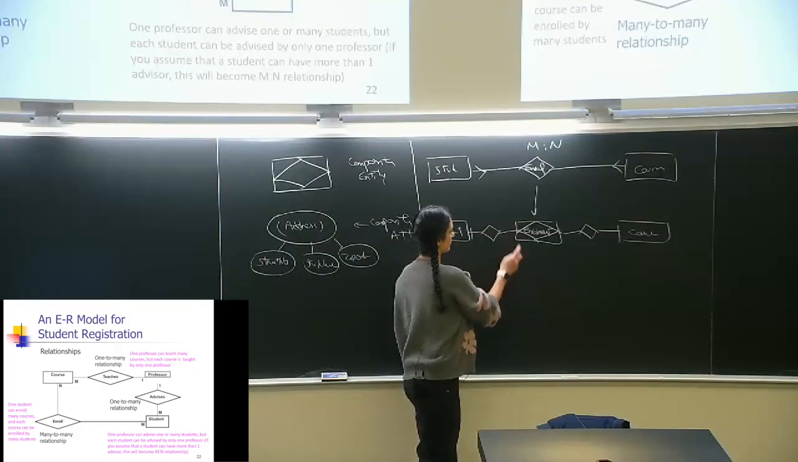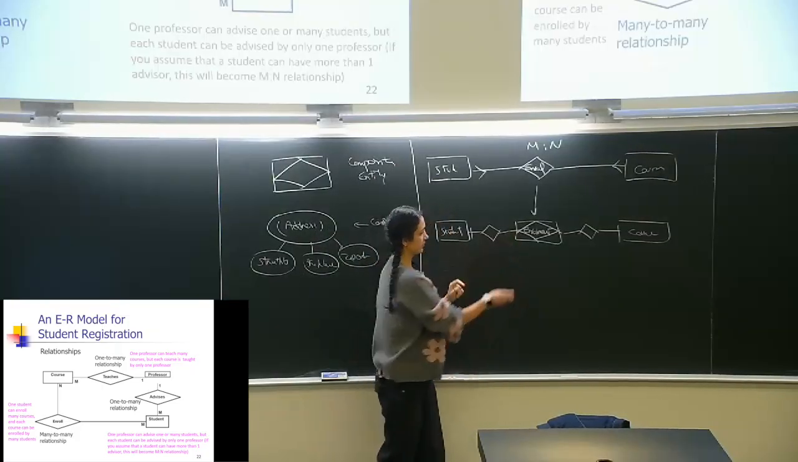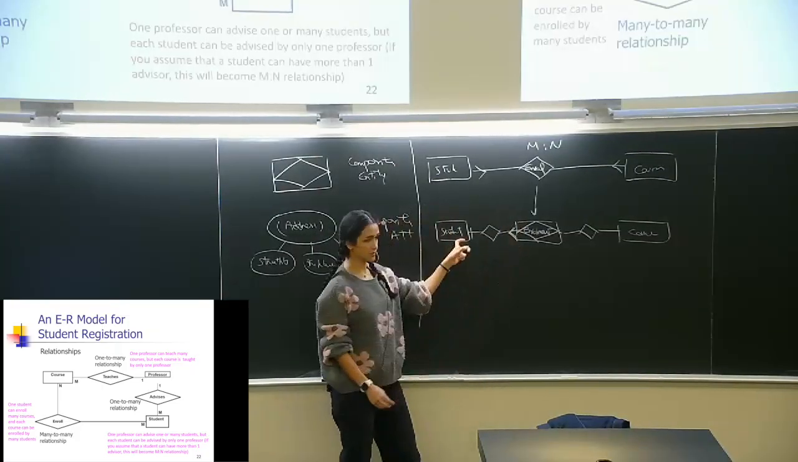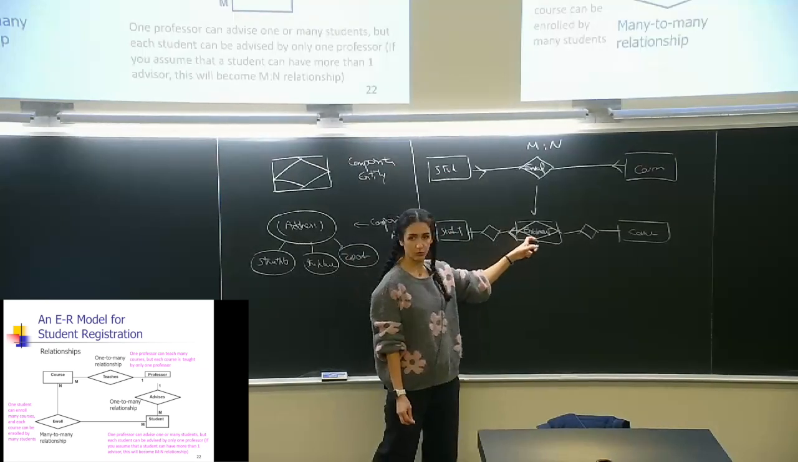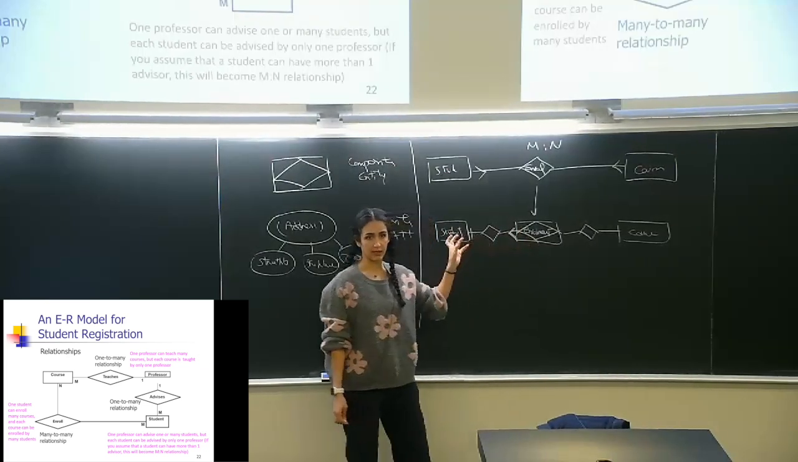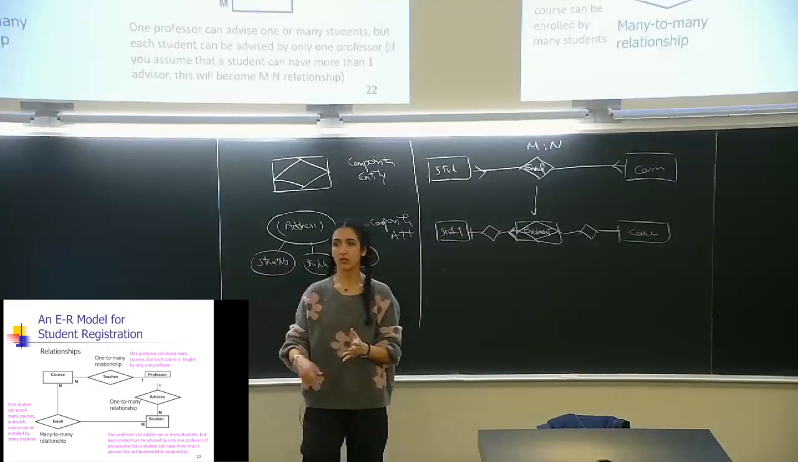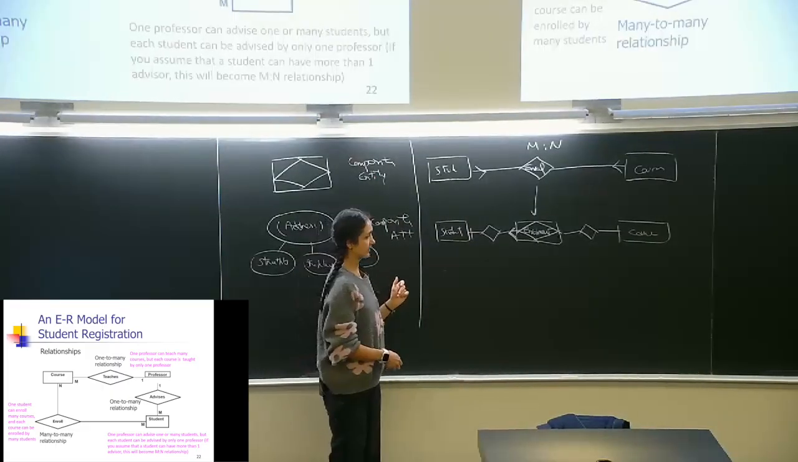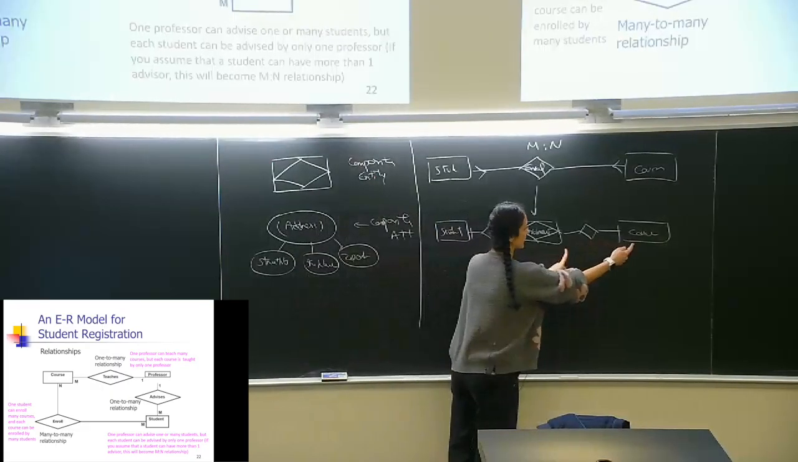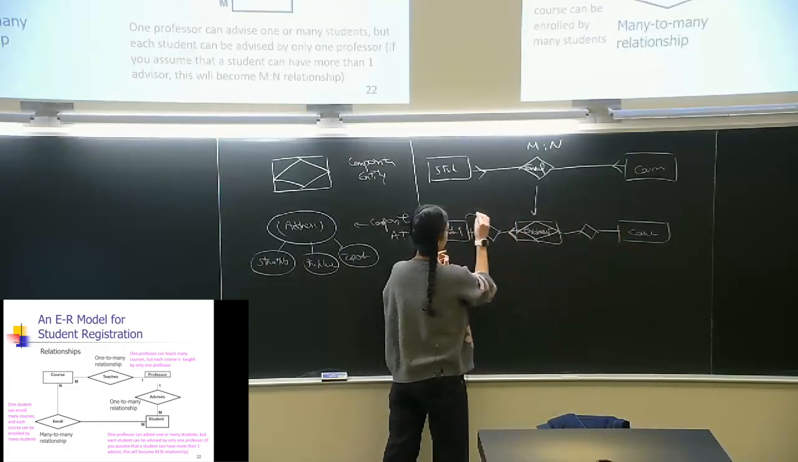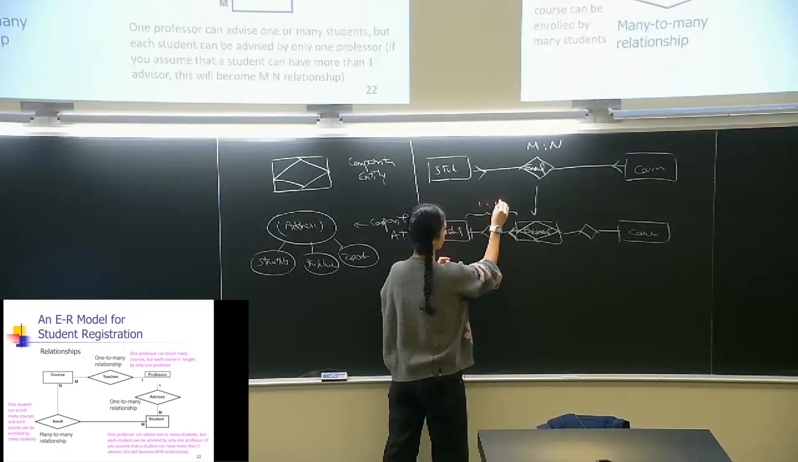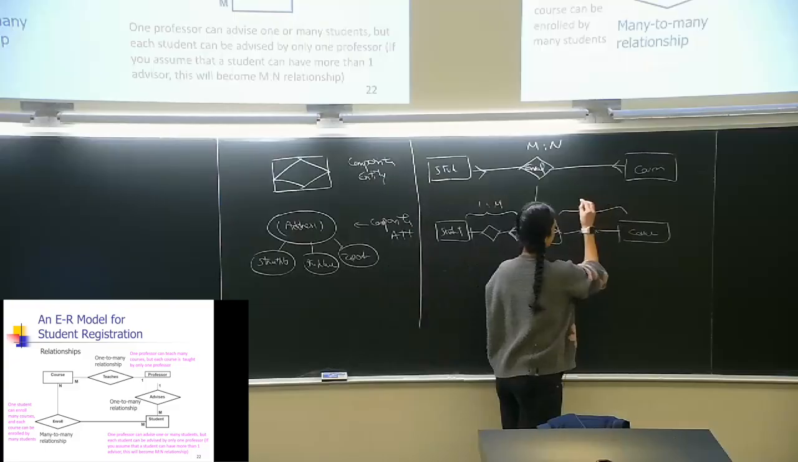And what about this part? Many, right? Because each student can have one or more enrollments. You can have several enrollments, one for database, one for another course, another for another course, and so on. How about this relationship? So this is a one-to-many relationship, right? And this is also a one-to-many.